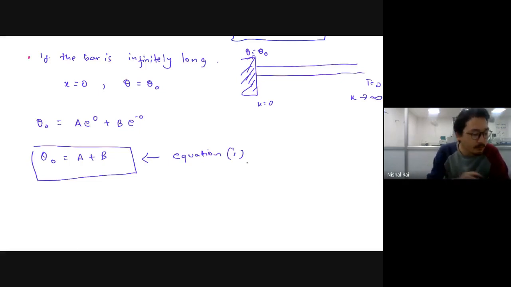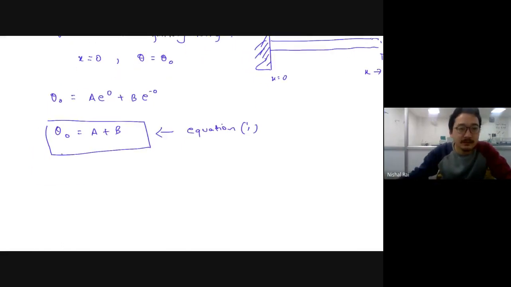Now let's consider, and what was another boundary condition? The temperature was 0 at the other end. So at the left side, at x equals 0, you had a constant temperature. At the other end, you had what? Temperature to be 0. Now let's consider your second boundary condition.